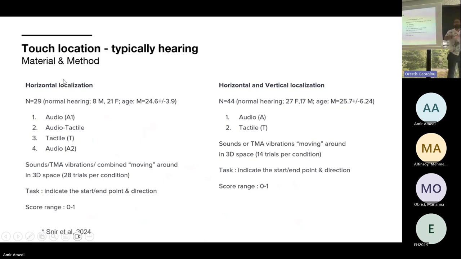The first experiment was in the horizontal plane. As I said, this is the most efficient plane of localization in humans. We get a sound coming from a given point, and you need to point to it, and we compute the difference. So if it's a 1, it means you didn't have even 1 degree of mistake. If you are completely random, you get 0.5. And if you are anti-correlated, so if it's coming from the right, you say left, it's 0.